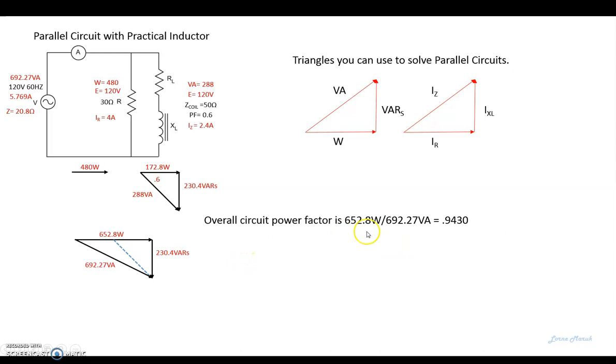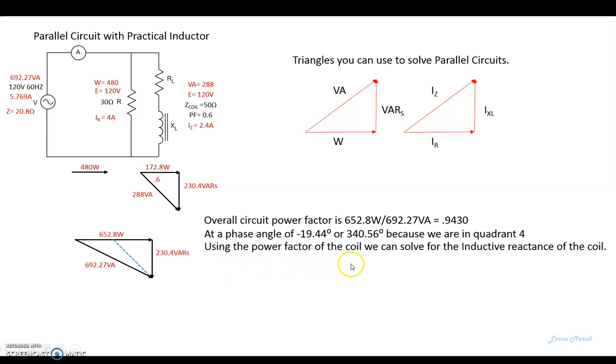Overall power factor, watts over VA, gives us 0.9430. And inverse cos to get the phase angle. Now you'll notice here that our arrow is pointing down, so we are in quadrant 4. So we could either write it as minus 19.44 degrees or 340.56 degrees, based on clockwise from 0.